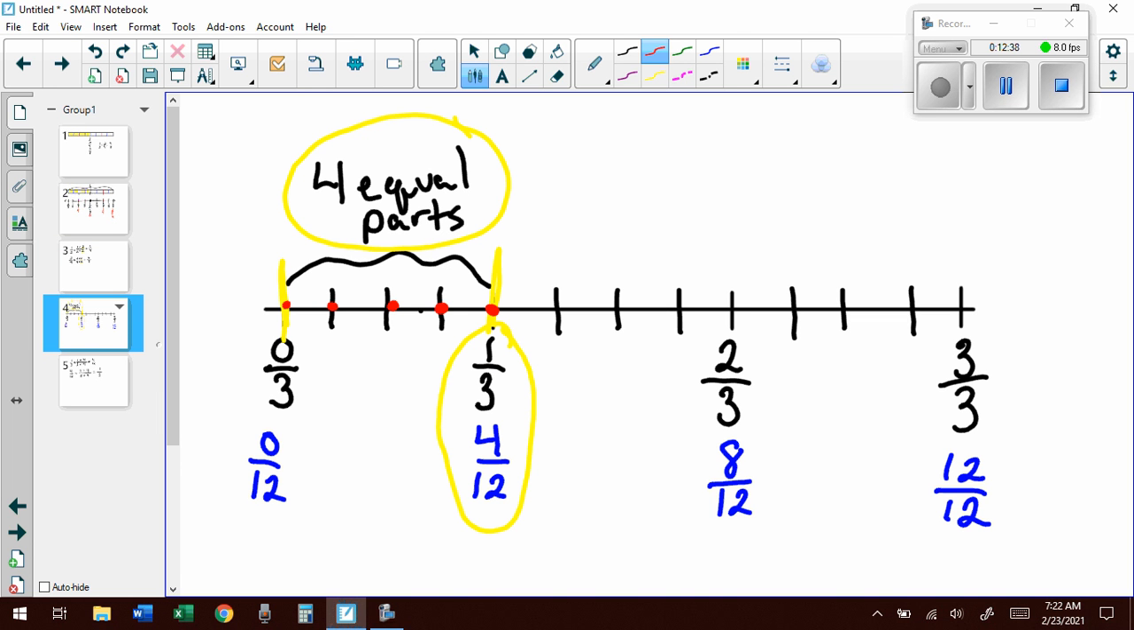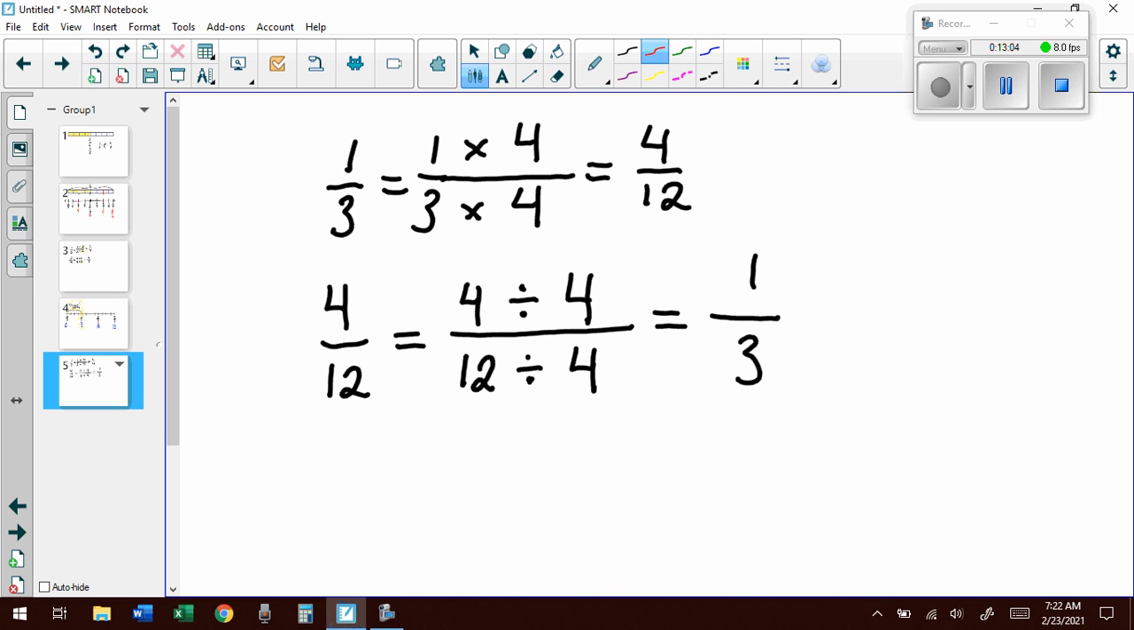And we looked at a number line partitioned into thirds. And we partitioned each third into 4 equal parts. And when we developed our new number line, we found that 1/3 equals 4/12, 2/3 equals 8/12, and 3/3 equals 12/12. We showed that using multiplication and division. 1/3 times 4 is 4/12, and since division is just multiplication backwards, we found that 4/12 divided by 4 equals 1/3. All right.